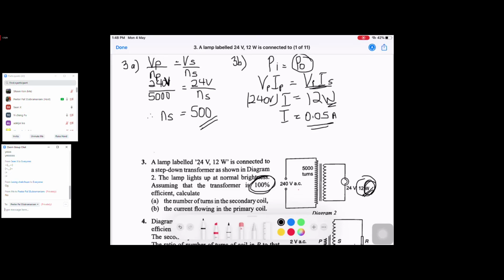Where is this? I'm bad at maths, sorry. I'm going to tell your maths teacher.